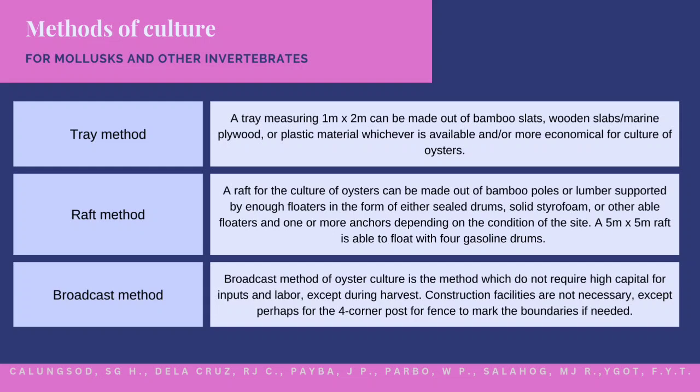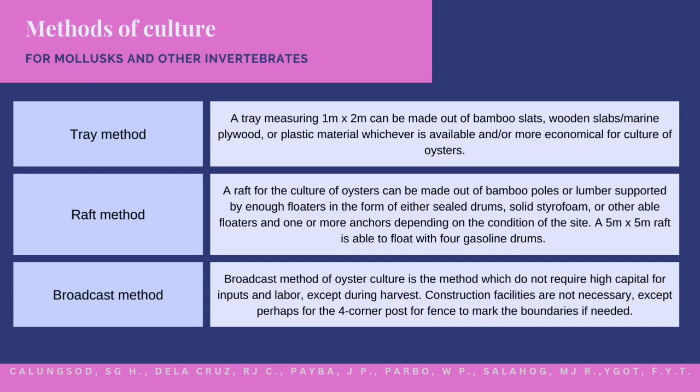The raft method is another popular technique for oyster culture. A raft is made from bamboo poles or lumber supported by floaters such as steel drums or solid styrofoam. This raft can range in size, but for example, a 5 by 5 meter raft can float with just 4 gasoline drums. The oyster cultures, similar to the hanging method, are hung on horizontal bamboo poles. This floating structure provides an ideal environment for oysters as it keeps them suspended in the water column, allowing them to feed efficiently while being safe from predators in the bottom mud.